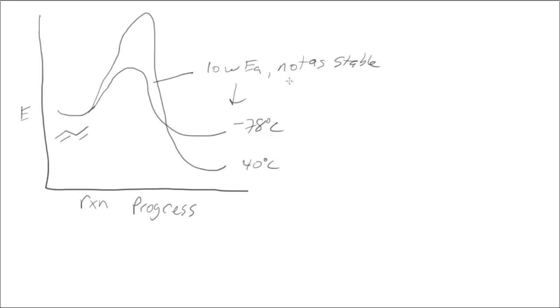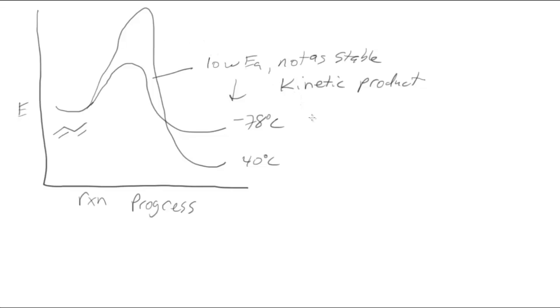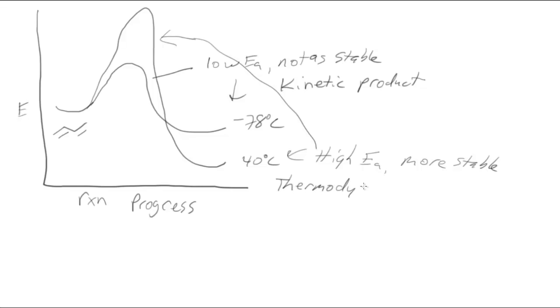If there's little energy around in the environment, like at minus 78 degrees, it has enough energy to get over this activation energy barrier to make this product, even though it's not as stable. And so this one is called the kinetic product. It's easier to form, but it's not as stable. This one has a high activation energy, I'm going to put it down to here, but has a more stable product. When there's a lot of energy around, this one can form and is preferred because it makes the more stable product. We call this one the thermodynamic product.